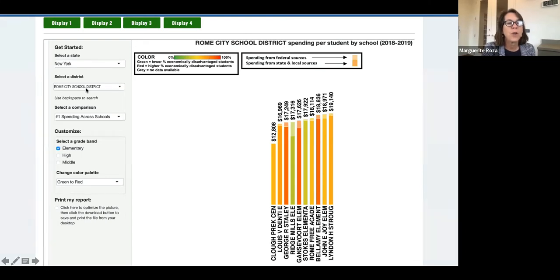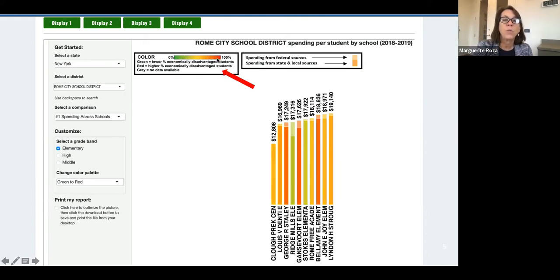You choose a district. And then what you do is you select a comparison. Right now we're on comparison number one, which is these bar charts of the schools inside this district that will show you how much money historically anyway has been spent on each school. So what a district can do right away is to look at the bars. The bars are color coded.